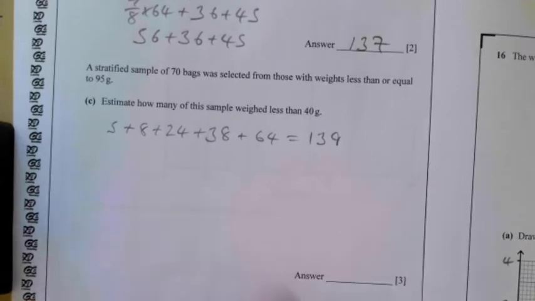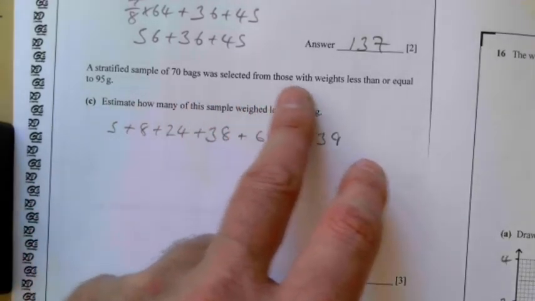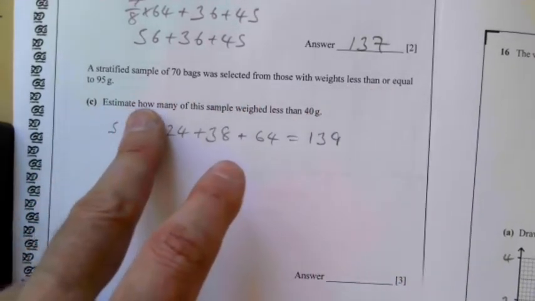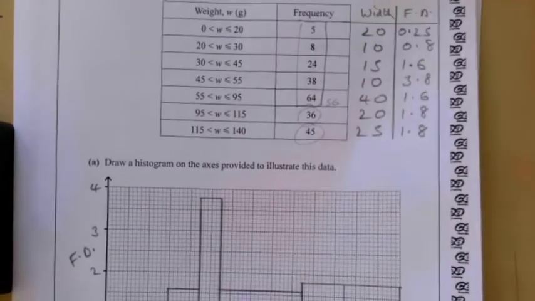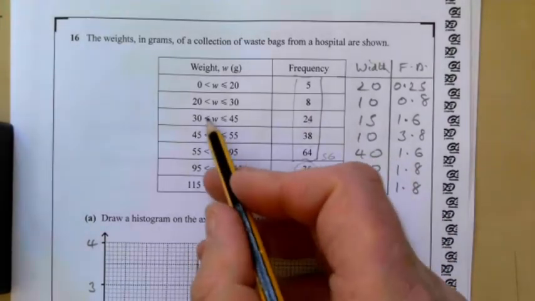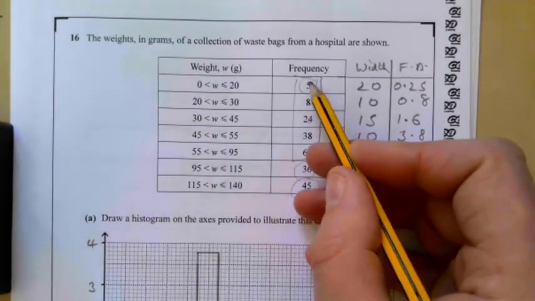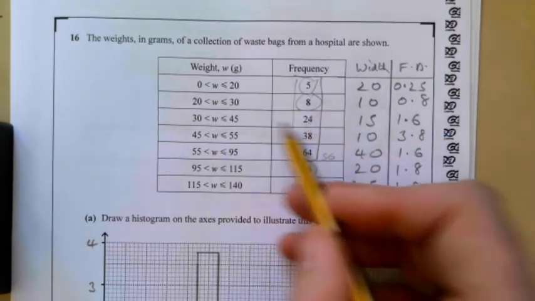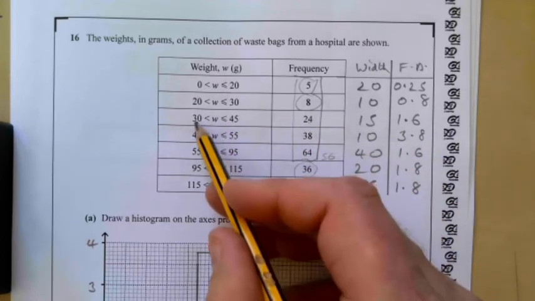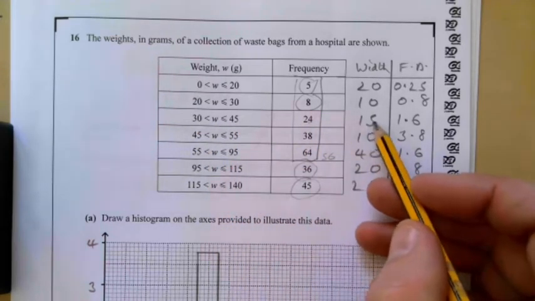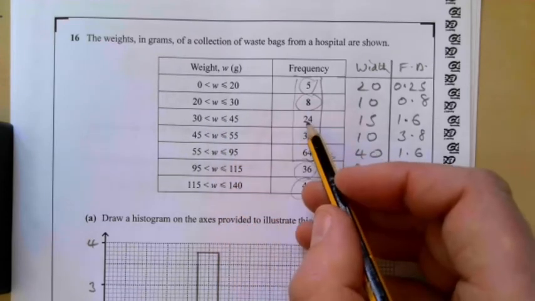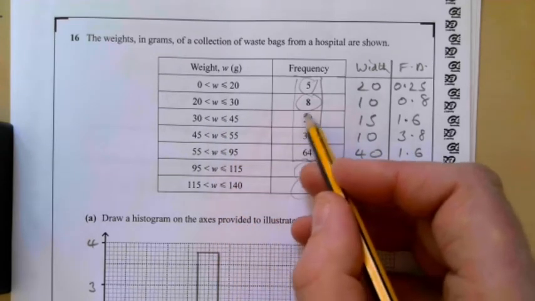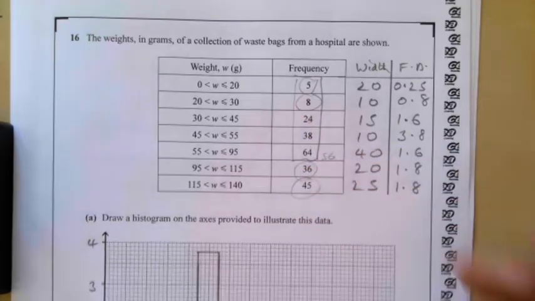And we need to then look. A stratified sample of 70 bags are chosen from those with weights less than or equal to 95. Estimate how many of this sample weighed less than 40 grams. So which ones then are going to weigh less than 40 grams? So it's going to be this one, and this one, and then a bit of this group. Can we see then if this group size is 15, then anything from 30 to 40 is going to be 2/3 of this. That's quite an easy sum. 2/3 of that then is going to be 16.